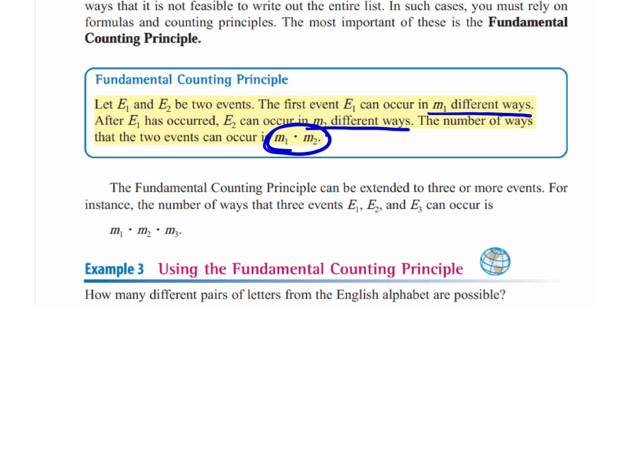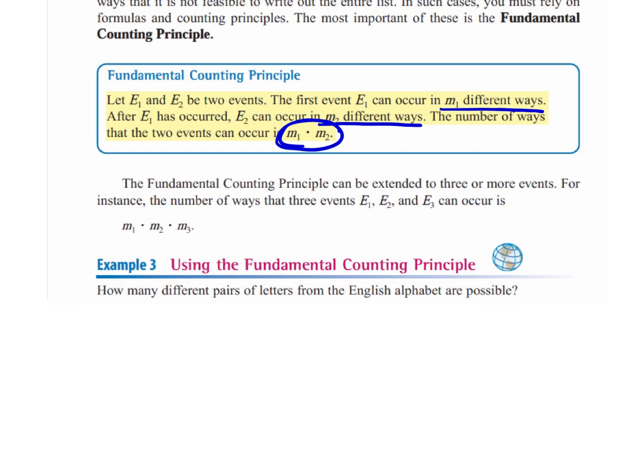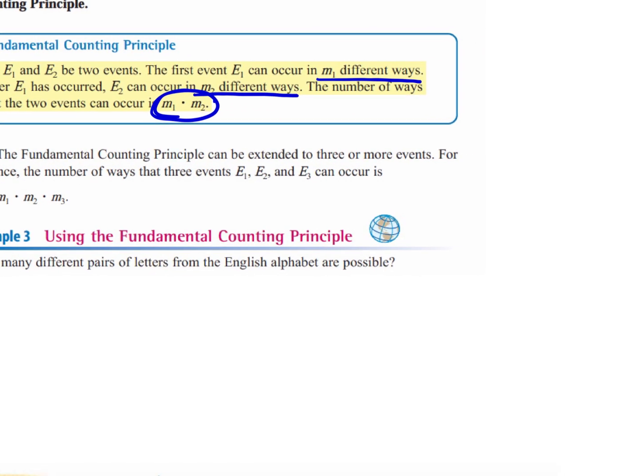In this section, there's a few things that I'm going to expect you to know that are like common sense things. So as we get into example 3, it says how many different pairs of letters from the English alphabet are possible? Well, how many different letters do we have total? 26. That you got to know.